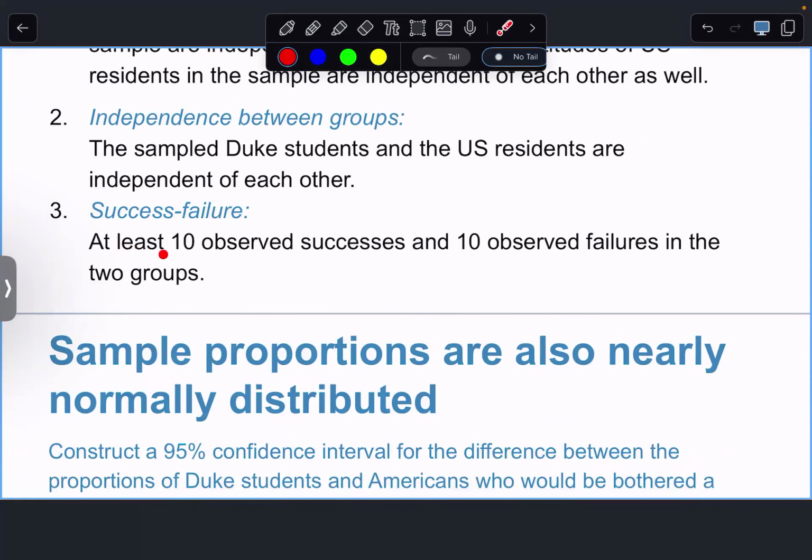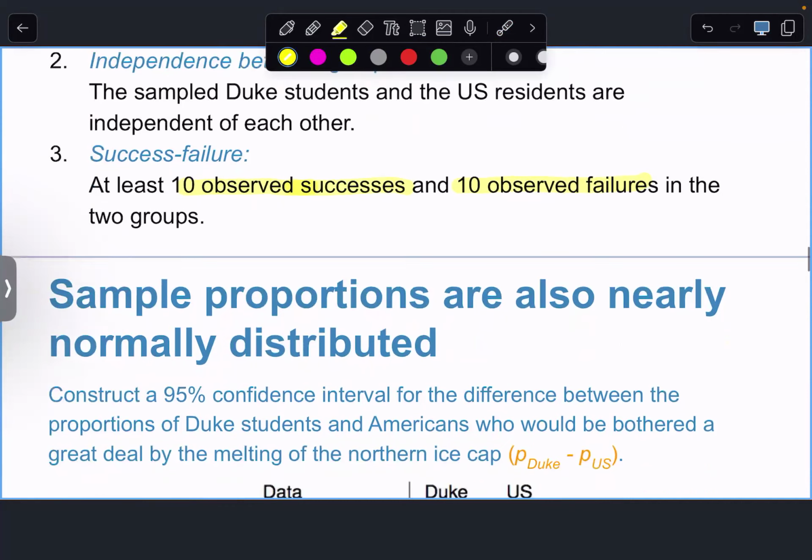She just says at least 10 observed successes and at least 10 observed failures, which is really the takeaway. I showed you how to calculate it if you needed to, but as long as you remember that it's the observed successes and failures, then you're good.